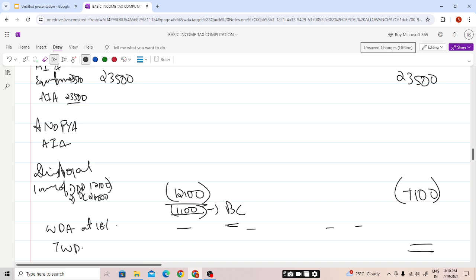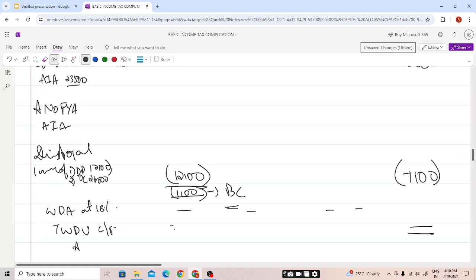Then TWD carry forward, nothing. Then the total allowance column, students, will give rise to a total allowance of 36,400. I hope this is clear.